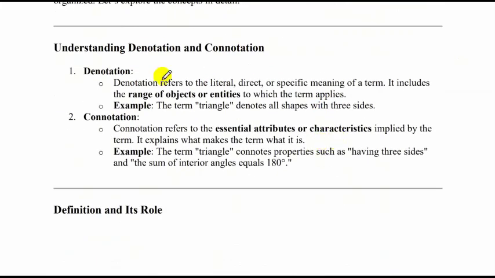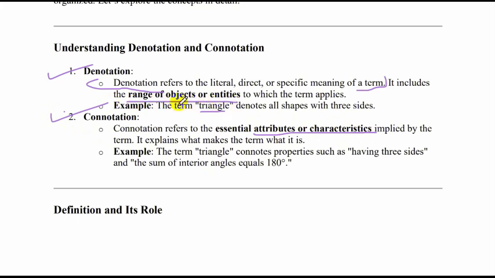Let us understand the meaning of denotation. I am skipping many of these parts. Denotation refers to the literal, direct, or specific meaning of a term. This can come for definition. Denotation includes the range of objects or entities to which the term applies. Example, triangle denotes all shapes with three sides. Whereas connotation refers to the essential attributes or characteristics. This is the difference.